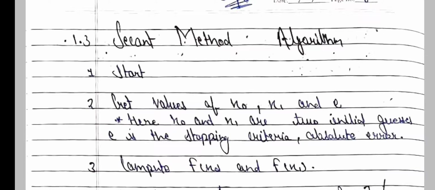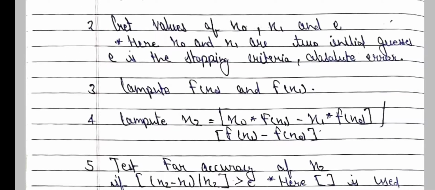Now we will begin with the algorithm of the secant method. First of all, we start the algorithm, then we get the values of x0, x1 and e, that is, two initial guesses x0 and x1, and e is the absolute error, which we can say is the stopping criteria. In the third step we evaluate the function, that is f of x0 and f of x1. Then we compute with our formula, that is x2 equals x0 into f of x1 minus x1 into f of x0, divided by f of x1 minus f of x0.